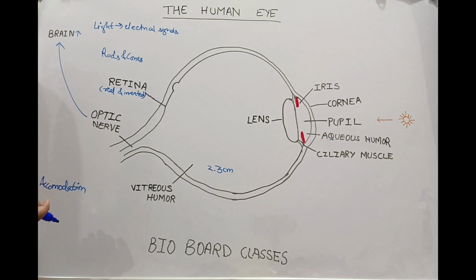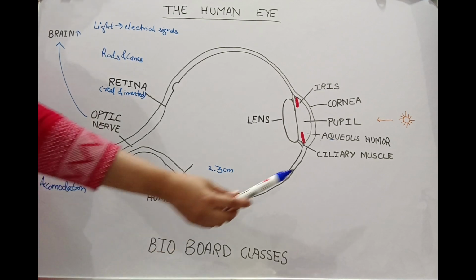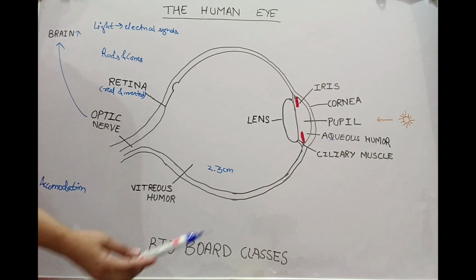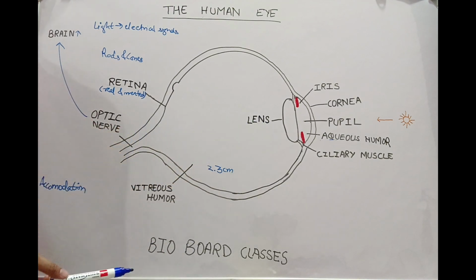So to sum it up, when you look at something, light enters through the cornea and passes through the pupil and gets focused by the lens onto the retina, and the retina sends the signal to the brain via the optic nerve, and that's how we see. In short, our eyes are incredible organs that not only let us see but also help us connect with the world in a meaningful way.